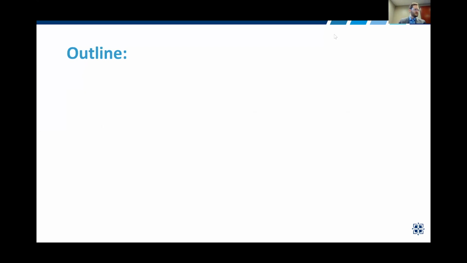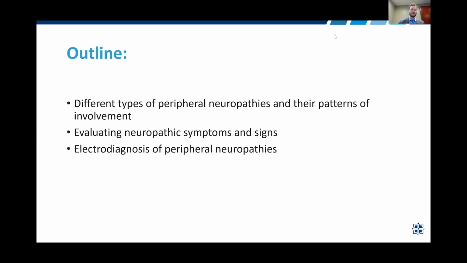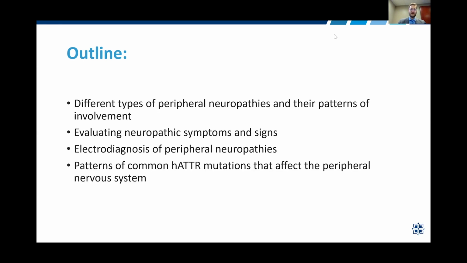So this is what we're going to talk about today. The different types of peripheral neuropathies and their patterns of involvement. And this is a general overview because some of the next things we're going to talk about will make sense only if we have a general overview of neuropathy. Evaluating neuropathic symptoms and signs. Electrodiagnostics of peripheral neuropathies, including shocking with needles, and patterns of hATTR mutations that affect the peripheral nervous system.